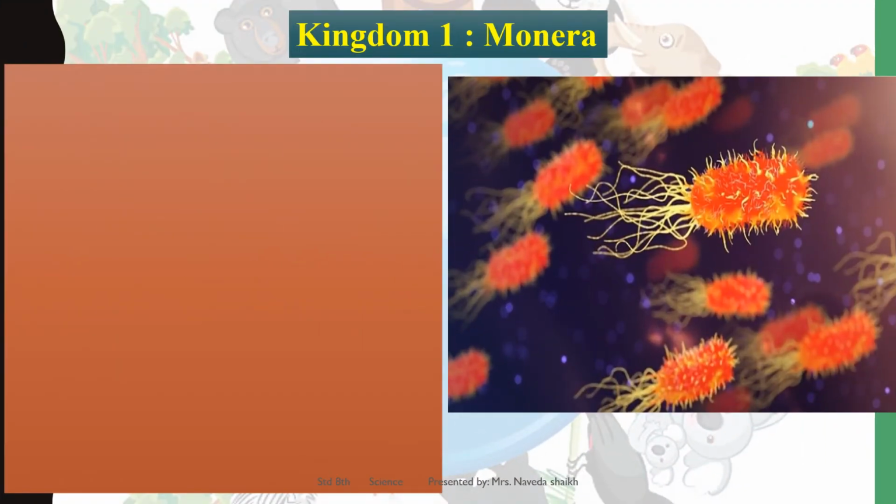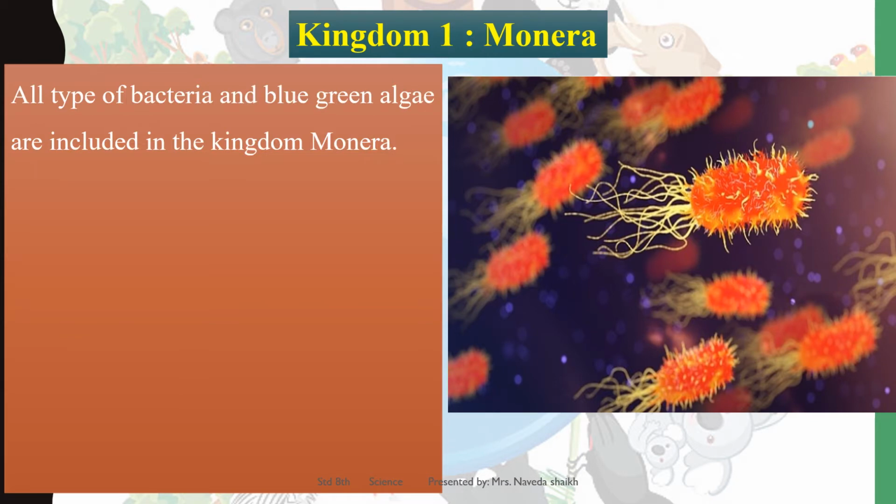The very first kingdom that we're going to talk about today is Kingdom Monera. Now, we need to know a few characteristics about this kingdom Monera. First, remember that all types of bacteria and blue-green algae are included in this kingdom Monera.